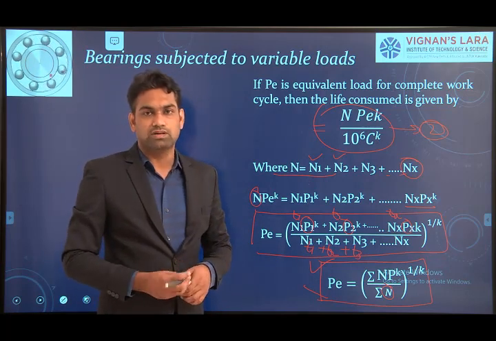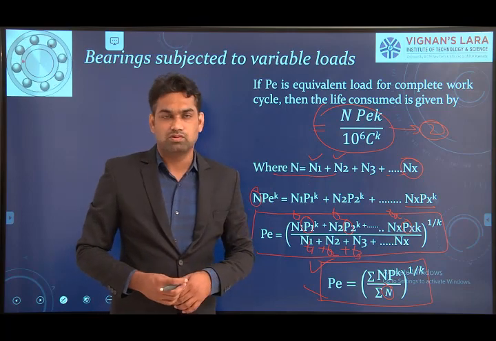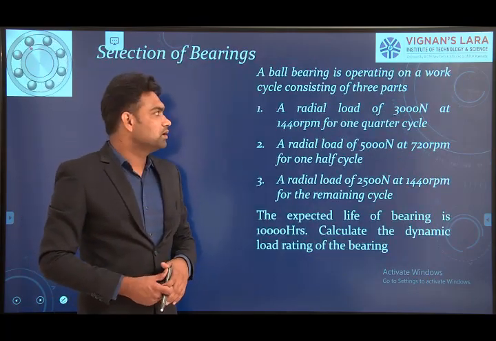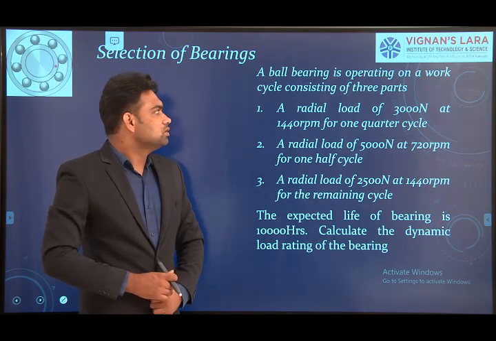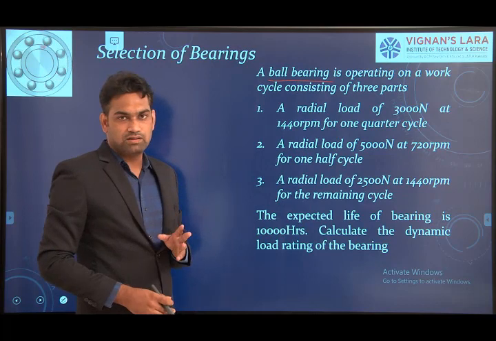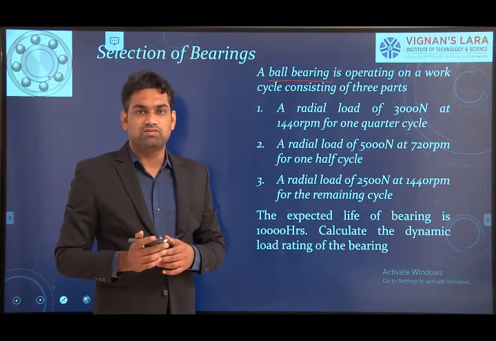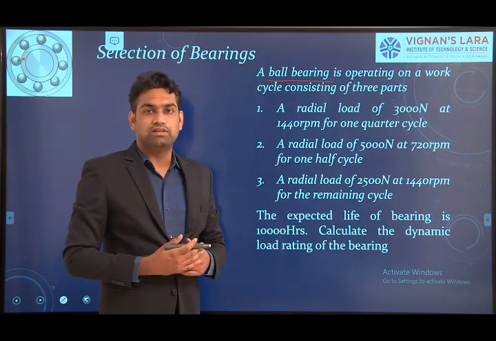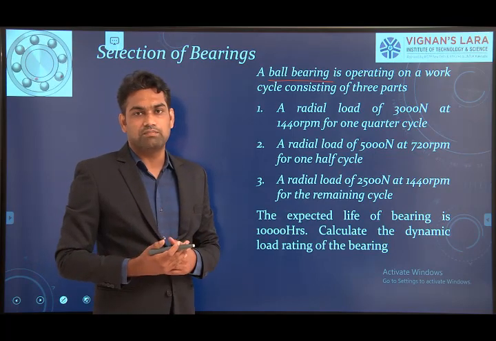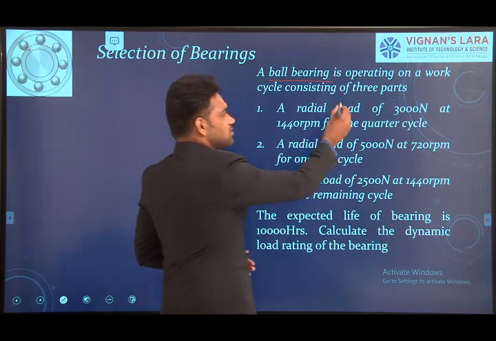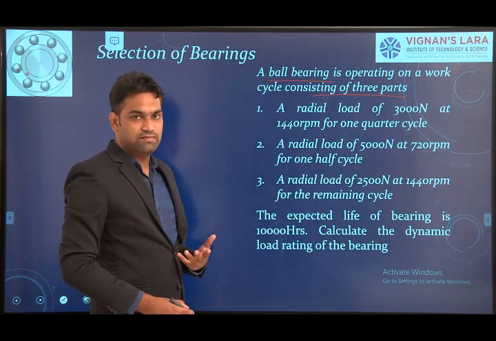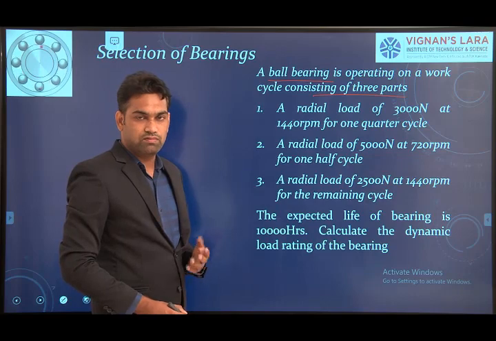A bearing subjected to variable loads. This is an example problem for a bearing subjected to variable load. Here you can observe it is a ball bearing operating in three parts. As I stated, the load is not the same throughout the time duration, so the total work cycle can be divided into three parts. It is clearly stated that one complete work cycle is divided into three different parts, so we may get three different magnitudes of loads.